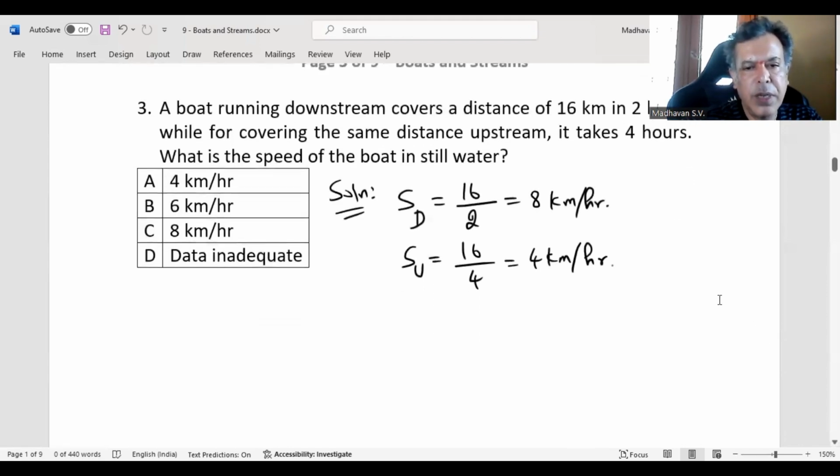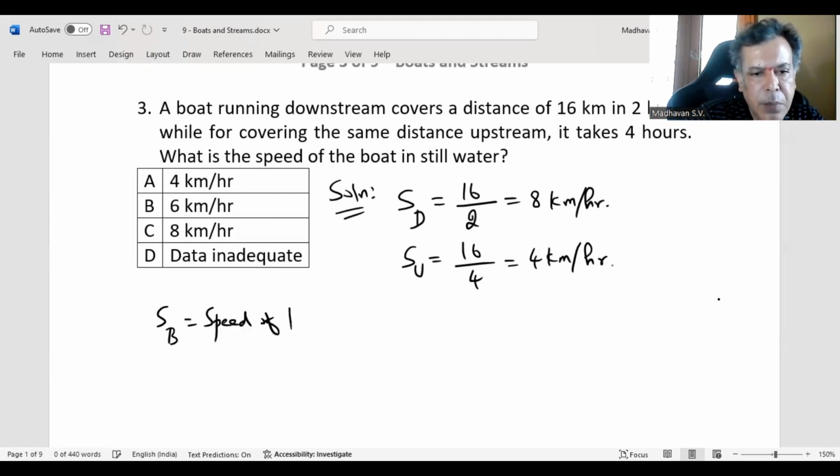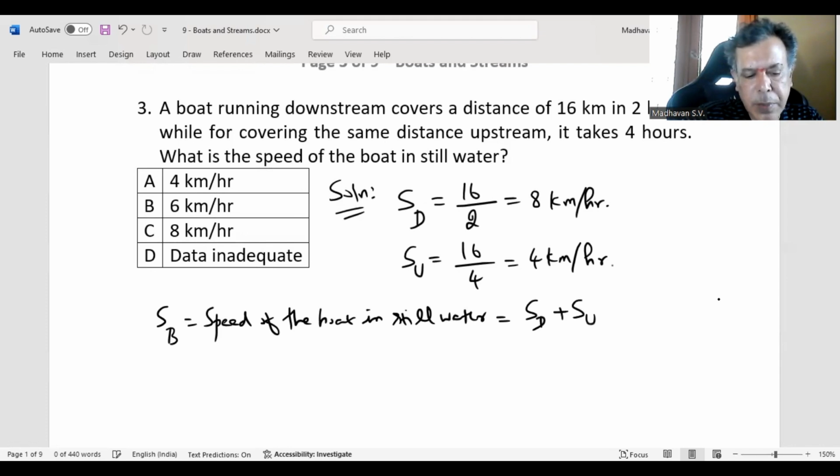What is the speed of the boat in still water? So speed of the boat, S suffix B, in still water will be speed downstream plus speed upstream divided by 2, which means 8 plus 4 divided by 2, which is 12 by 2. So you get 6 kilometers per hour. That will be the speed of the boat in still water. So option is B.